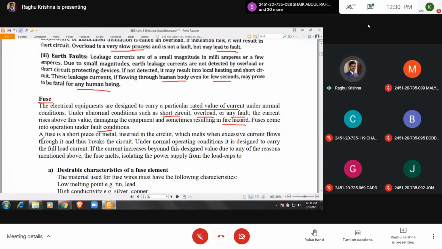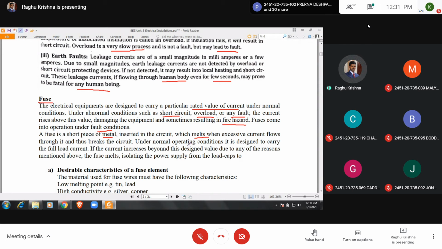Now here, what is the fuse? A fuse is a short piece of metal wire inserted in the circuit. It will be connected in series with the circuit, which melts when excess current flows through it, and thus breaks the circuit. Once it breaks the circuit, there will be no power supply to the equipment.